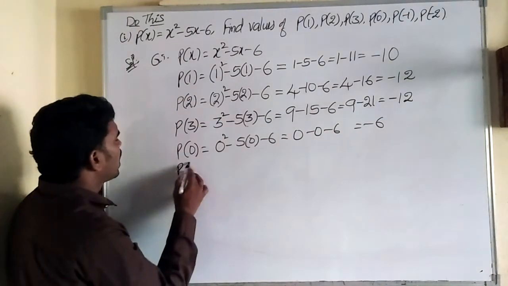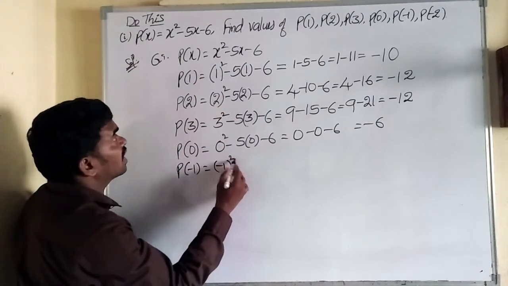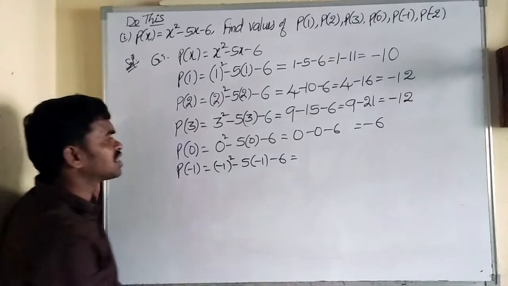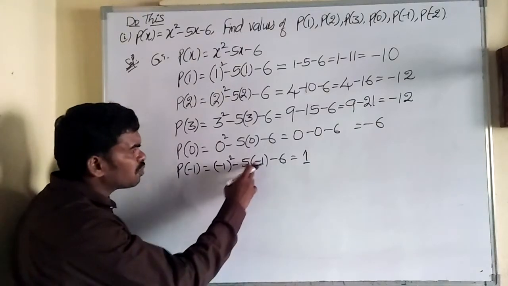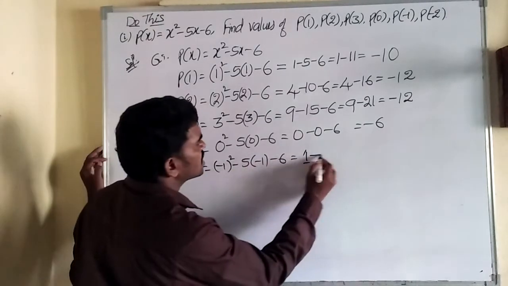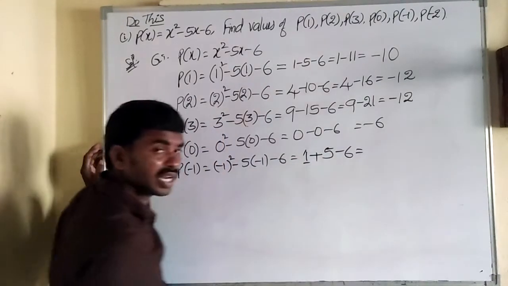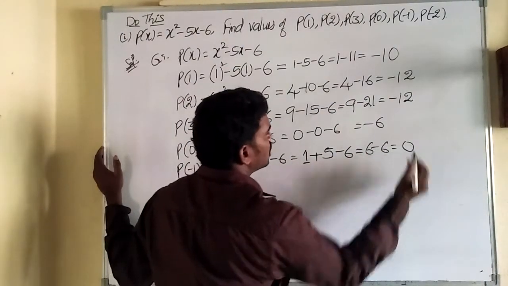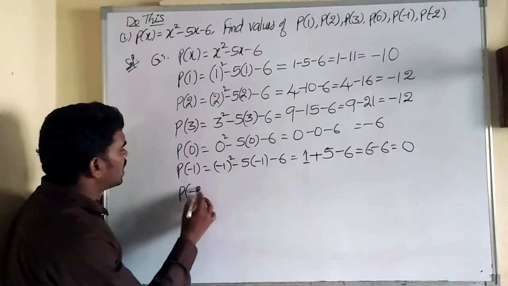Next, P of minus 1. Substitute minus 1 in place of x. So minus 1 whole square, minus 5 into minus 1, and minus 6. Minus 1 whole square: minus 1 into minus 1 is plus 1. Very good. Next, minus into minus. Here multiplication is there, so minus into minus is plus, 5 into 1, 5. Next minus 6. 1 plus 5 is 6. 6 minus 6 is 0. Is it clear?